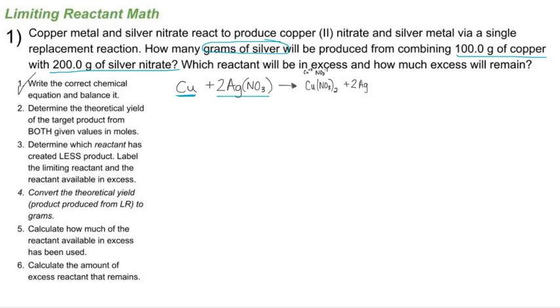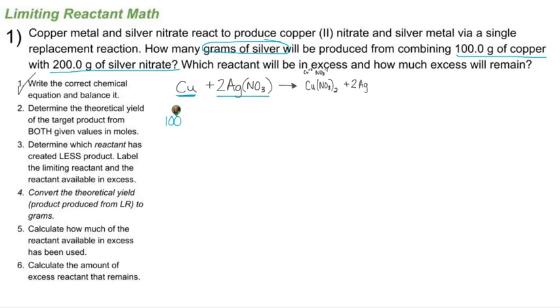You can convert and do the theoretical yield for both in grams, but what I like to do is start by finding it in moles. Then I can determine which one is the limiting reactant and convert just that one into the final desired unit from the problem. But it's up to you. You can go all the way to grams the first time if you like, but I'm going to go into moles. So I'll start with both of these values.